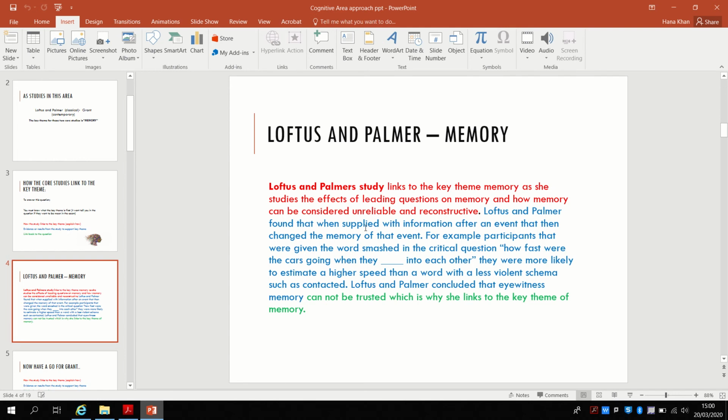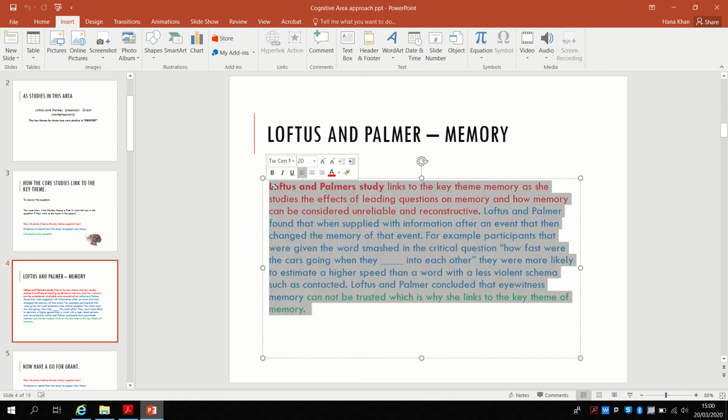Loftus and Palmer, for example, found that when supplied with information after an event, people actually change their memory of that event. For example, participants were given the word smashed in the critical question, which was how fast were the cars going when they smashed into each other. They were more likely to estimate a higher speed than with a word with a less violent schema, such as contacted. Loftus and Palmer concluded that eyewitness memory cannot be trusted, which is why she links to the key theme of memory.